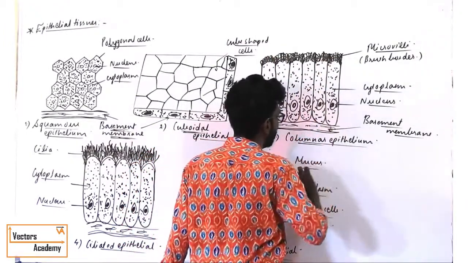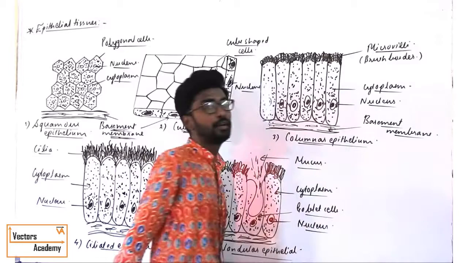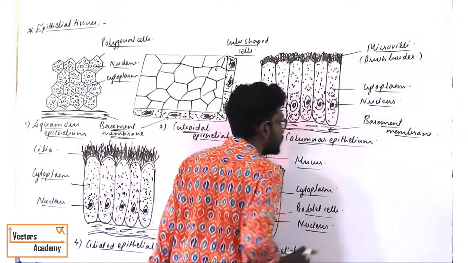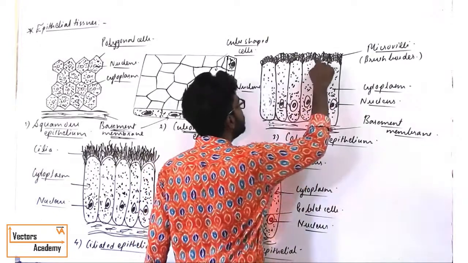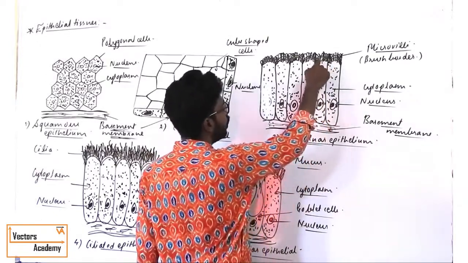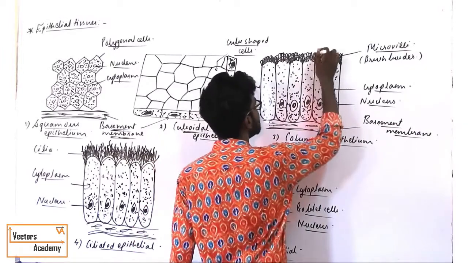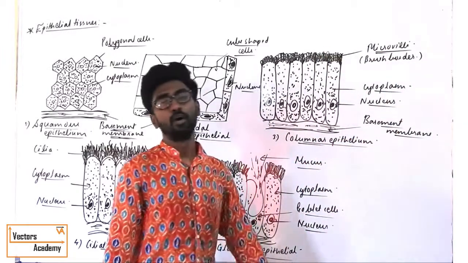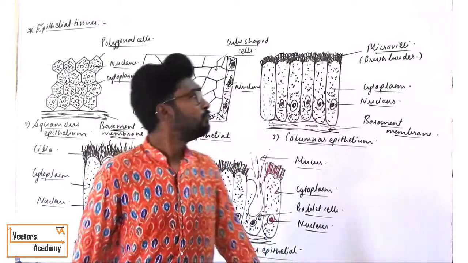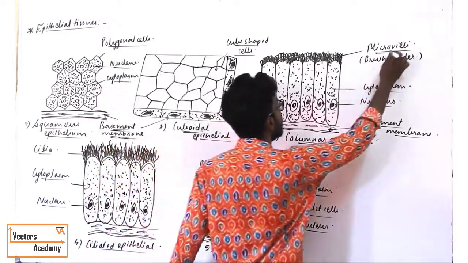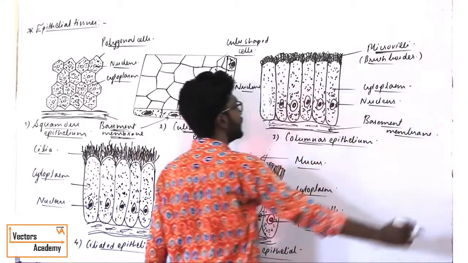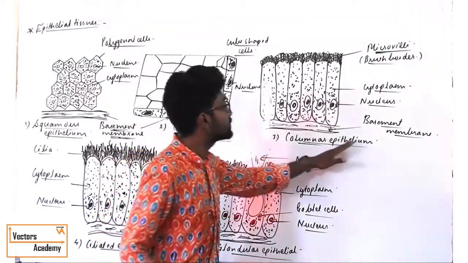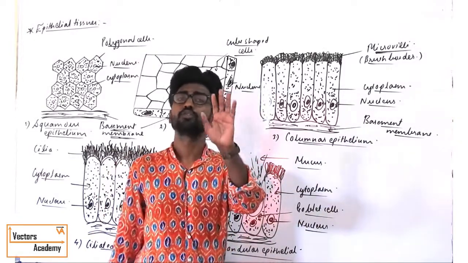The anterior end is broader, whereas the posterior end is narrower. Correct? Now this anterior surface of the columnar epithelial cell contains a specialized type of projection called microvilli or the brush border. We have studied what exactly microvilli are. Microvilli, or brush border, increase the surface area for absorption. Correct? As this type of epithelium is present in the stomach and small intestine.